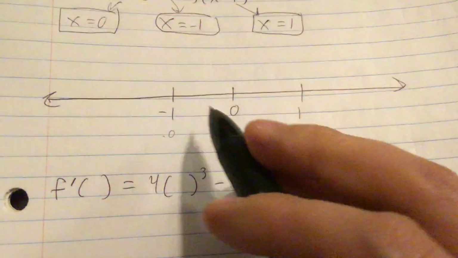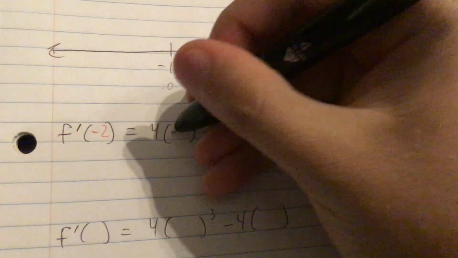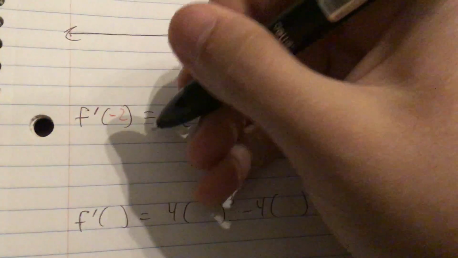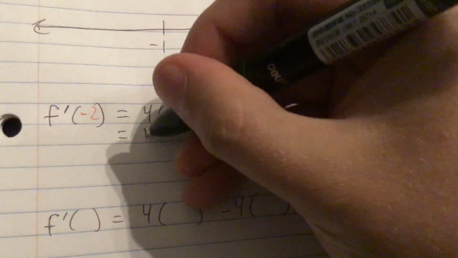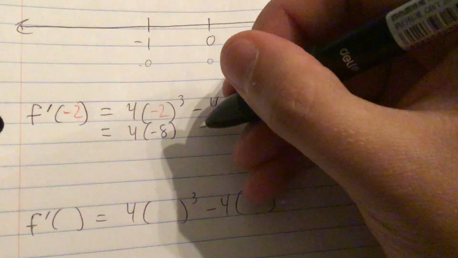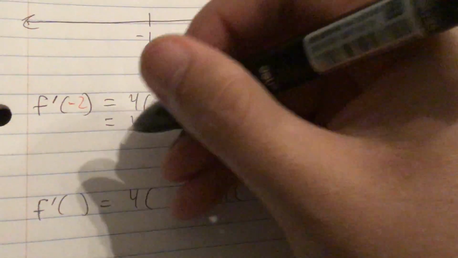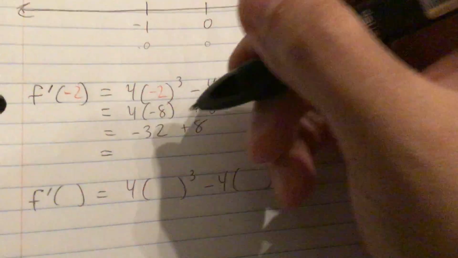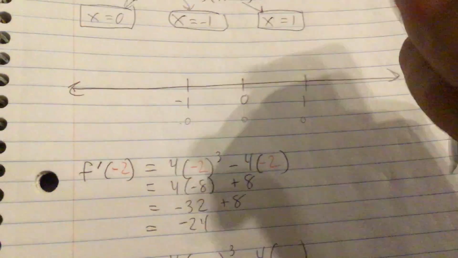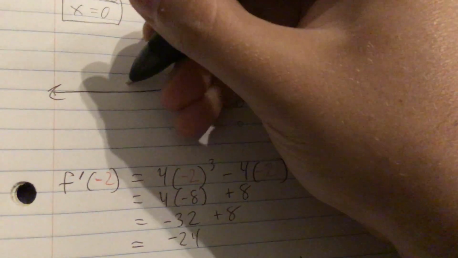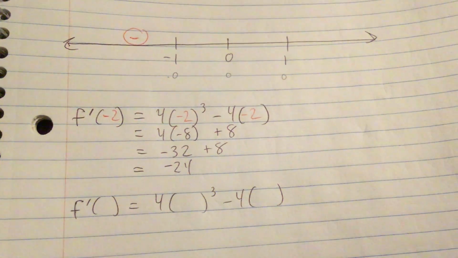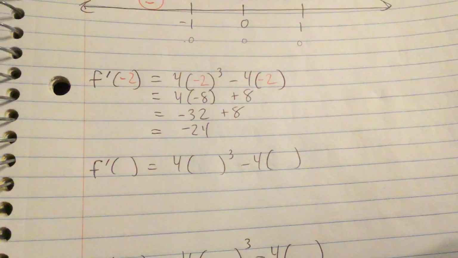So let's pick a value to the left of negative 1. Let's go with negative 2. So that's going to be, I'm just going to jump right to it, negative 8. 4 times negative 8 plus 8. That's going to be negative 32 plus 8, or negative 24. So my slope before x equals negative 1 would be negative. Let's pick a number in between negative 1 and 0. Let's go with negative 0.5.